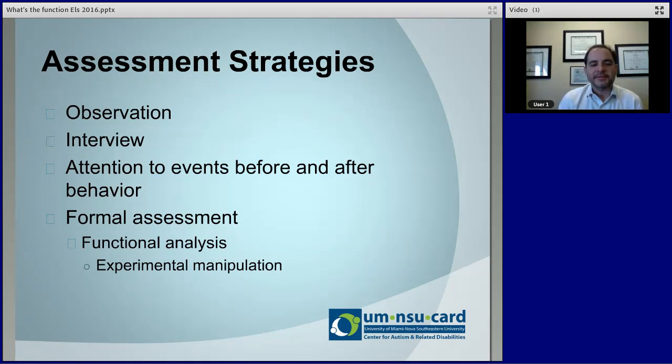Now, if after your observations, if after your interviews, it's still not clear, or the behavior is so severe that it warrants further investigation, then you may conduct a full functional analysis in which we actually will manipulate consequences.